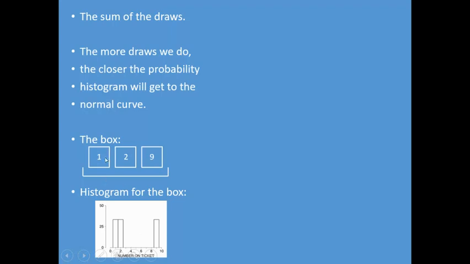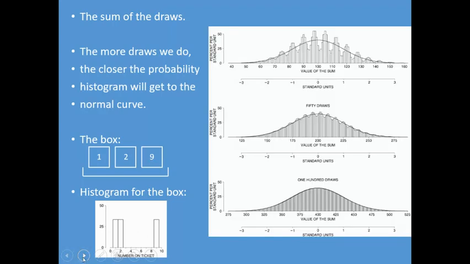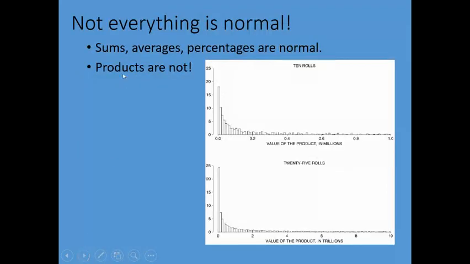And oh, here's another one. Say we had 1, 1, 1, 2, and a 9. So that's the histogram of the box, but the sum of the draws still follows the normal curve. Crazy. But that's why the normal curve is magical. But not everything's normal though. So sums, I think this is part of your notes. Sums, averages, percentages are normal, but products are not. So when you actually multiply things, you can't do the product of the draws and be normal. So it has to be sum, average, and percent.